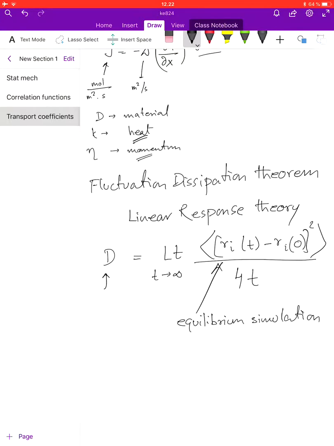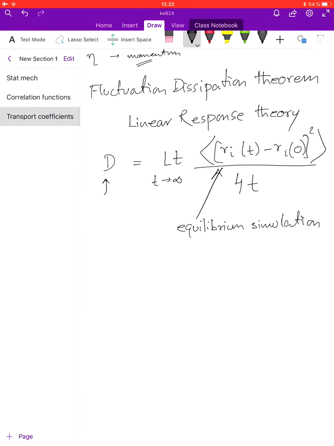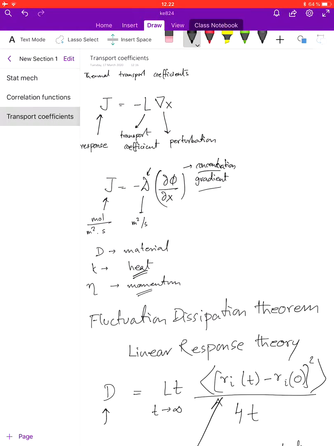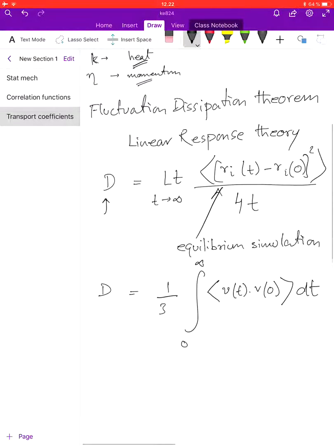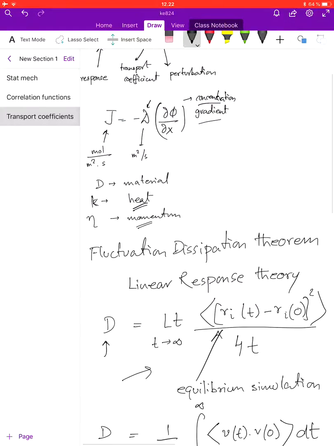You can also calculate these diffusion coefficients from autocorrelation functions. So the D can also be calculated as 1 by 3. This is a 3-dimensional diffusion coefficient, and you integrate this equation to infinity, and this would be the velocity autocorrelation function integrated for a very long time. So the whole message from this is that you can obtain transport coefficients such as the diffusion coefficient, the thermal conductivity, the shear viscosity, even the dielectric permittivity from equilibrium simulations using relationships similar to this. You can also calculate a viscosity.